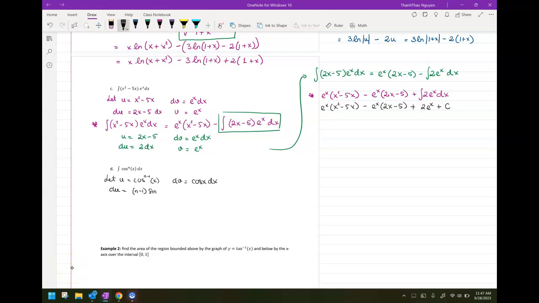times sine of x times negative sine of x times cosine to the exponent n minus 2 of x dx. So let's clean this up a little bit. Negative, n minus 1 times cosine to the n minus 2 of x times sine of x dx. Since dv equals cosine of x dx, v is equal to sine of x.